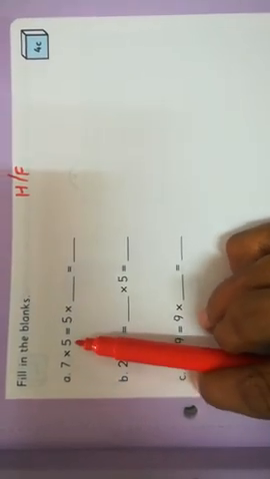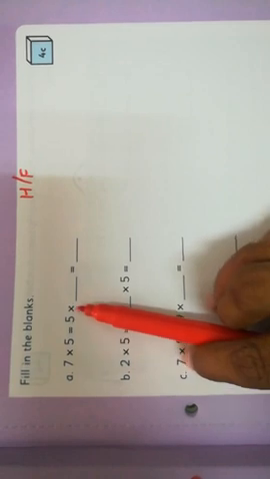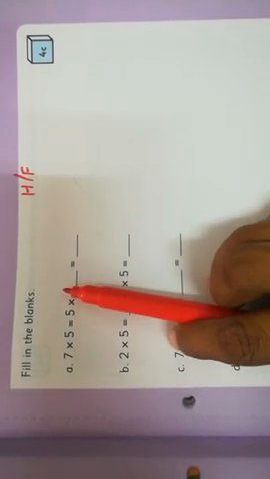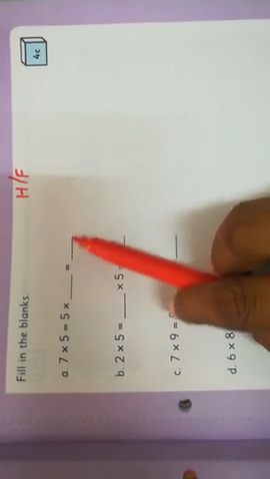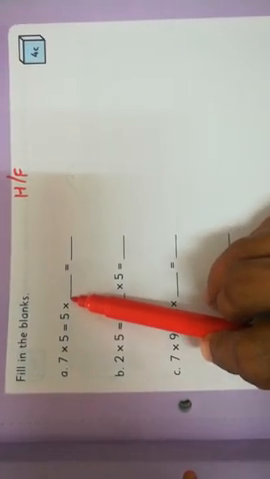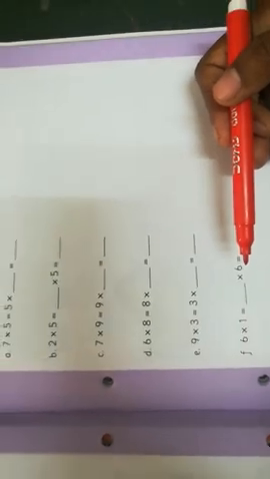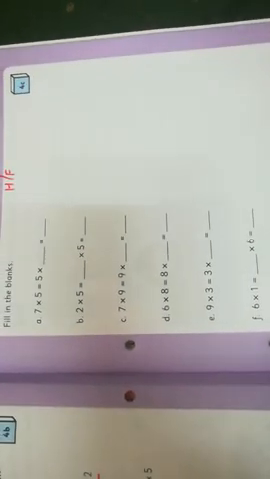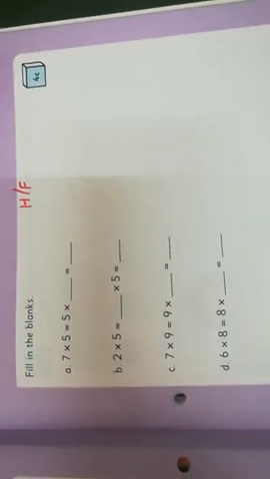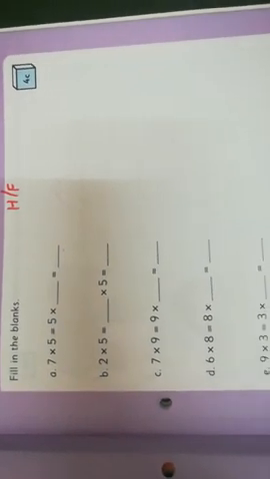7 into 5 equal to 5 into dash. What do we have to write here? Yes, number 7. Then you have to write the answer for these two. Because we are changing the order of numbers, we have to write the product. Then you have to fill all the dashes. Pause the video here. Completed, children? Complete this activity and upload it in the Chrysalis app, children.